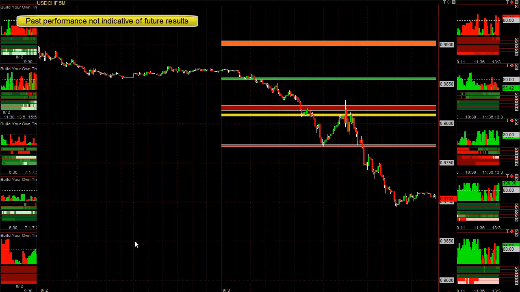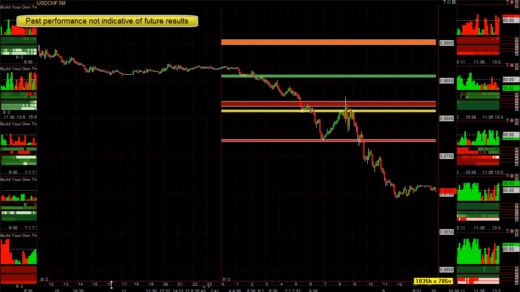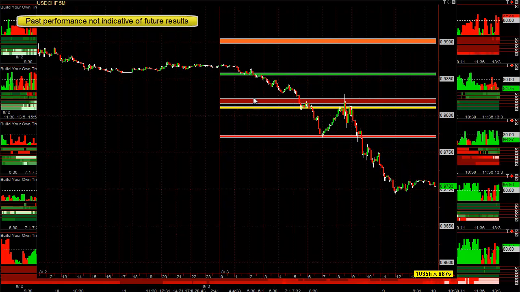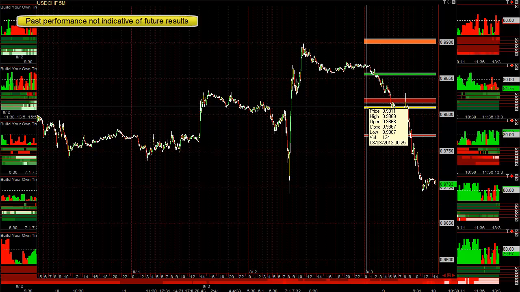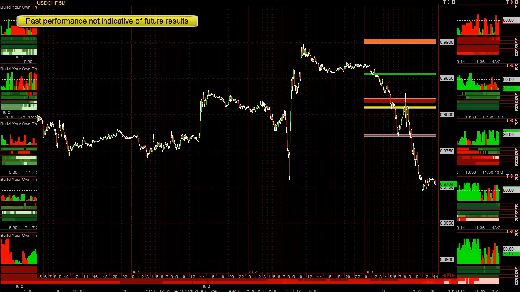So you can see, as I'm going to go through some of these currencies now, the dollar Swiss found some support at the upper value area of yesterday, which means basically from this green area here to the bottom one, the market spent most of its time in that range. And this is the price that had the most trading volume yesterday. And you can see the price hovered around there for a very long time, and as well today.